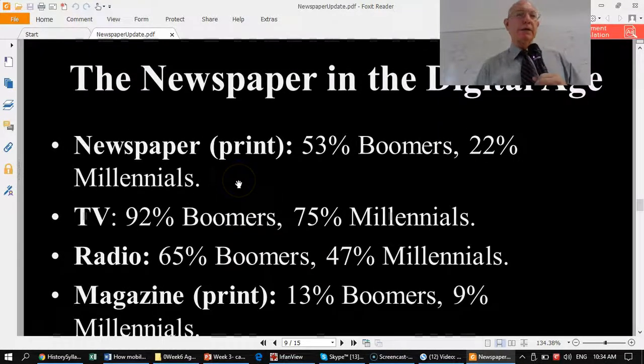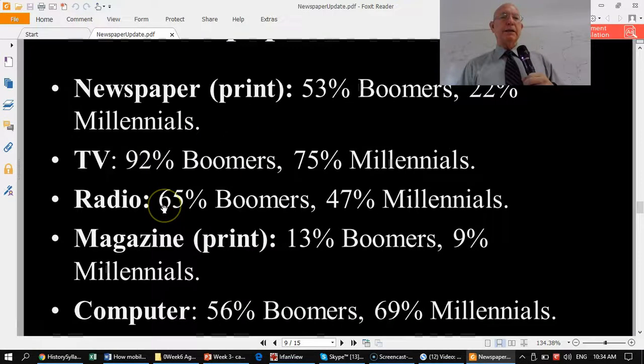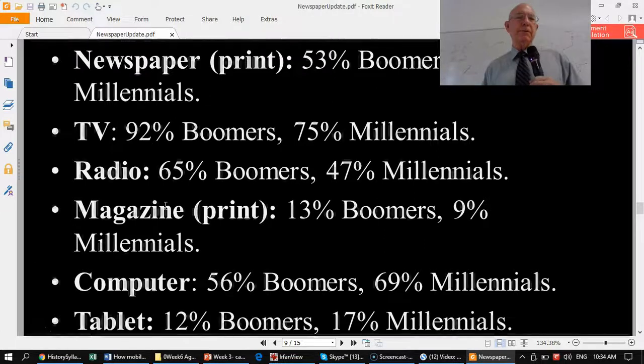This was done a few years ago, and I think it's much more stark than this now. But the baby boomers, my generation, about 53% of us still like to get our news from the printed newspaper, but only 22% of the millennials, so less than half. TV, 92% of the boomers like TV news, or they did a few years ago. I think it's dropping dramatically, even among the boomers. Among millennials, it's 75% and falling rapidly, I'd say.